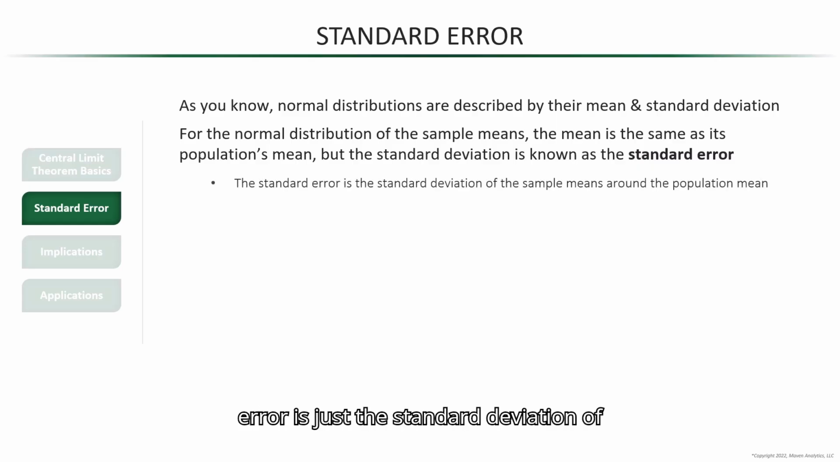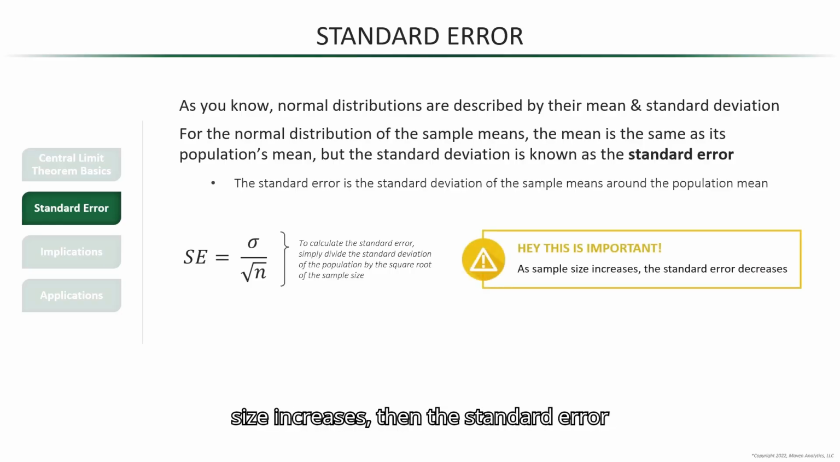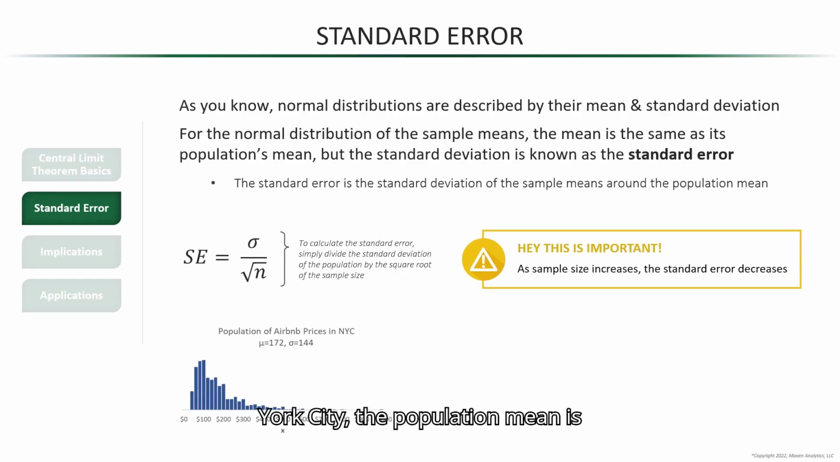So the standard error is just the standard deviation of the sample means around the population mean. And to calculate the standard error, you simply divide the standard deviation of the population by the square root of the sample size. And since the sample size is on the denominator here, well then, as sample size increases, then the standard error decreases.